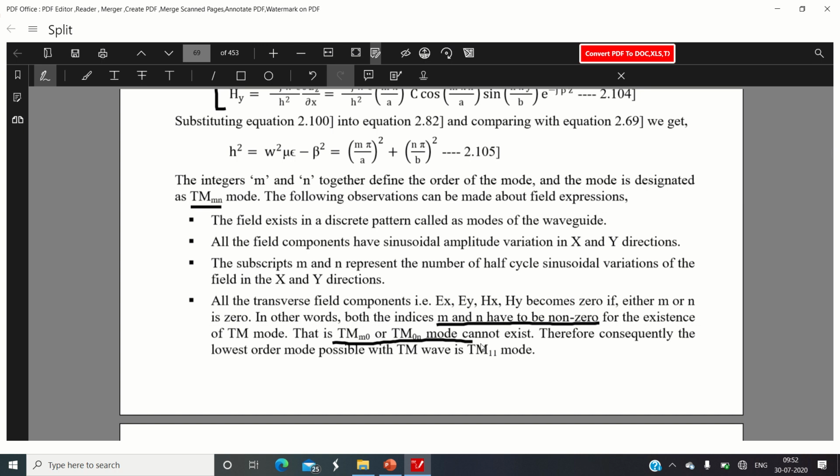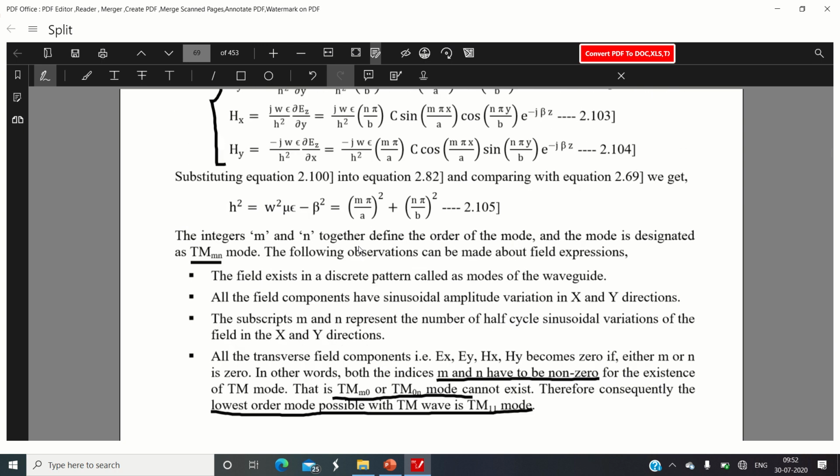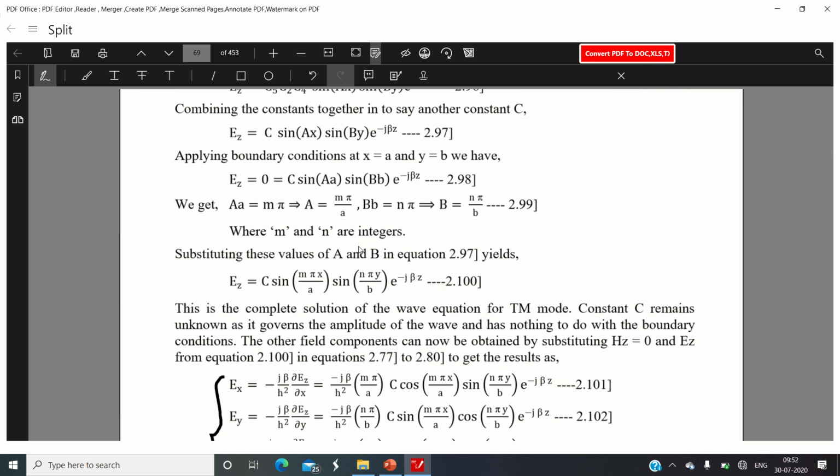So other than 0, what is the next number? The minimum number is 1. Therefore, the lowest possible mode in TM configuration is the TM11 mode. Because we cannot put either m equal to 0 or n equal to 0, the minimum number that we can put is 1, where m is equal to 1 and n is equal to 1. So the minimum possible mode in a rectangular waveguide operating in TM mode is the TM11 mode. This is a very important observation in the TM mode configuration of a rectangular waveguide.